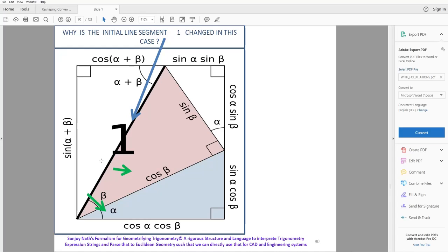Suppose the 1 is taken here and the first triangle is constructed like this, with cos beta, sin beta, and here alpha and beta are 2 different side angles. Note it. Since the 2 types of side angles are here, 2 different kinds of similar triangles are involved here, and alpha plus beta is also there, so a 3rd similar triangle is also involved there.